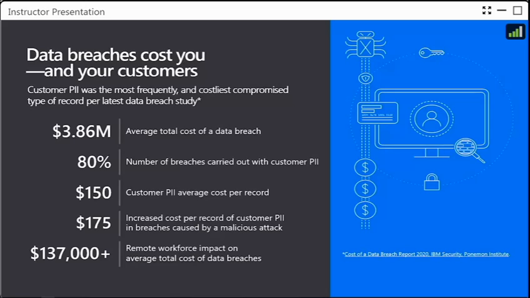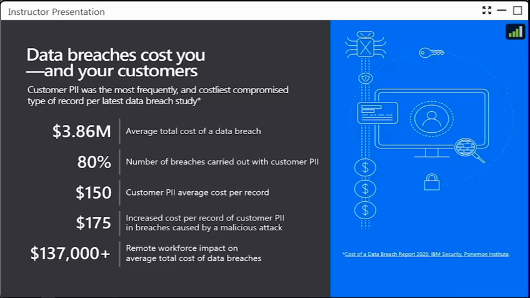Look at some of these numbers here we have as it relates to data breaches and how they cost you and your customers. Customer PII, that's the most frequently and costliest compromised type of record per the latest data breach studies. These are some huge numbers, 3.86 million. That's the average total cost of a data breach. The number of breaches carried out with customer PII, 80%. $150, that's the customer PII average cost per record. Increased cost per record of customer PII and breaches caused by a malicious attack, $175, and $137,000 plus remote workforce impact on average total cost of data breaches.